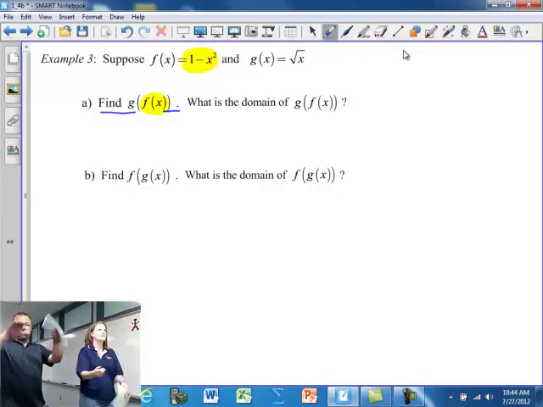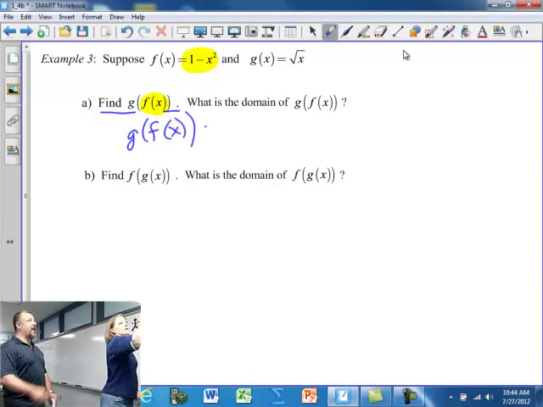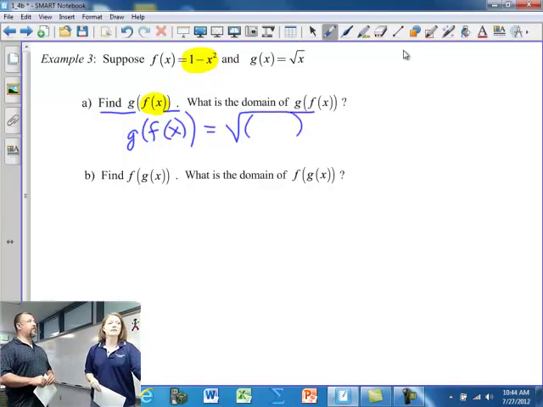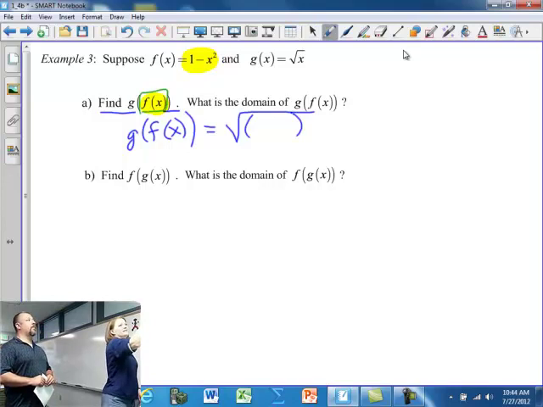So what I'm going to do is make a home for it, a place for my guests to be. Remember when we plugged in stuff earlier? We always had a parentheses where x was, when we did even and odd, and when we did function notation, we put a parentheses everywhere there was an x. So we need the square root of something. And where we see that parentheses is where we're going to plug in our f of x, which is 1 minus x squared.